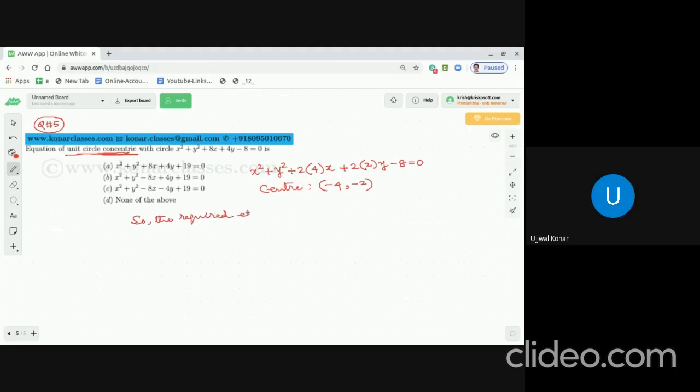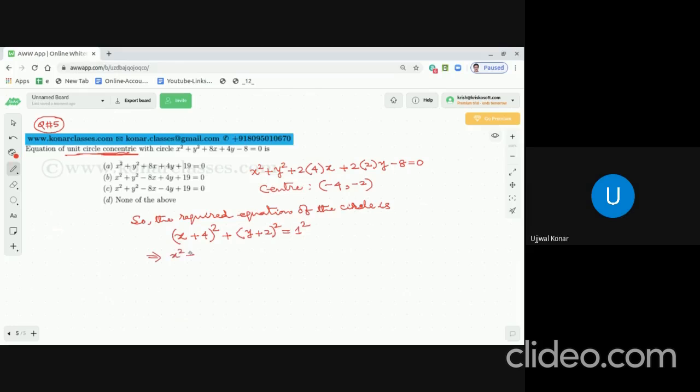So the required equation of the circle is x minus minus 4, that is x plus 4 whole square, plus y minus minus 2, that is y plus 2 whole square, is equal to, the radius is actually 1 square. Now let's simplify it.